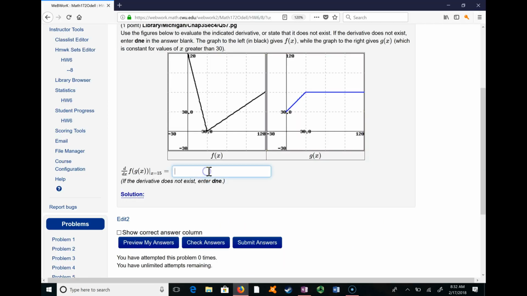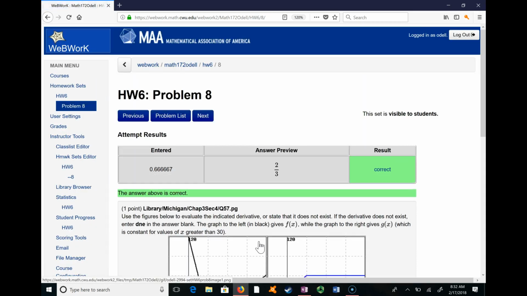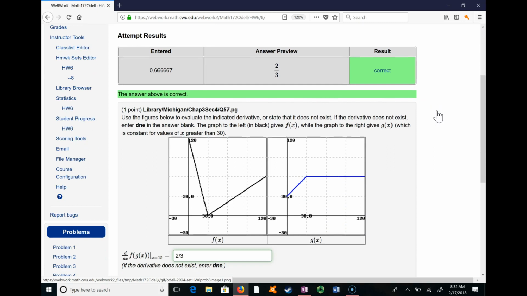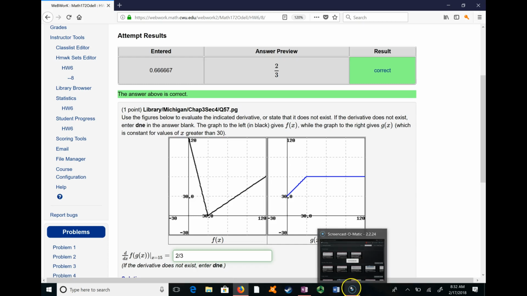Let's check it just to make sure we don't wreck it. 2/3. Yay. Okay, so that's the homework. That's how you work the graphing things. It's really helpful to write out what you're looking for, then go back to the graph and try to find it. So give that a shot, see if that makes sense, and let me know if you have any questions.